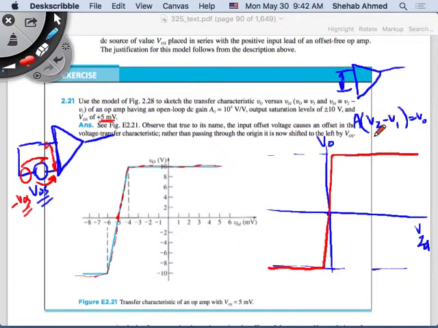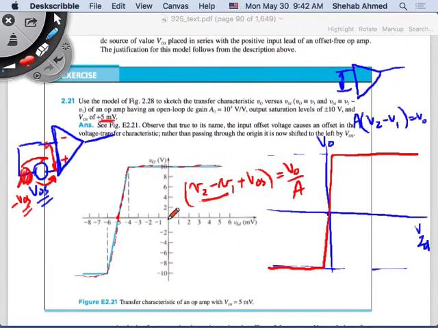So here the output was A times V2 minus V1. Here the output will be what? Without my source here, the output is V2 minus V1 plus V offset, because V offset is in the non-inverting input. They put it in the non-inverting. So V2 minus V1 plus V offset is equal to V output divided by your gain, right? So if V2 minus V1 is 0, what is my output? The offset multiplied by the gain, right?